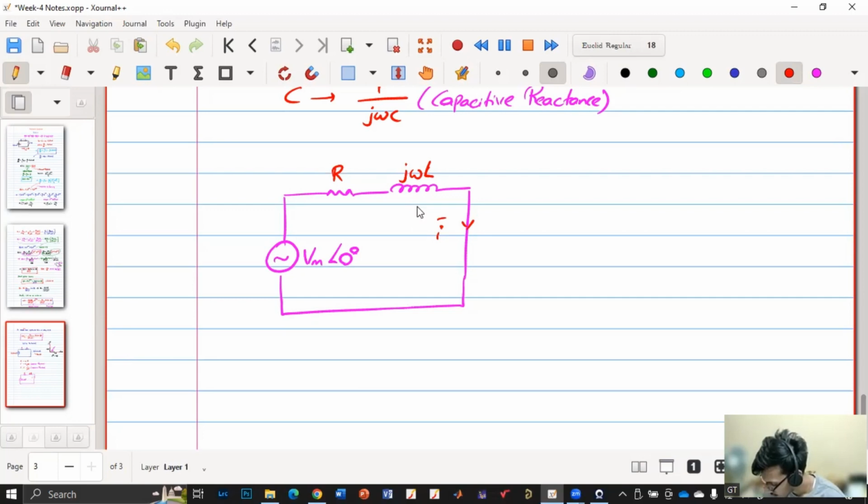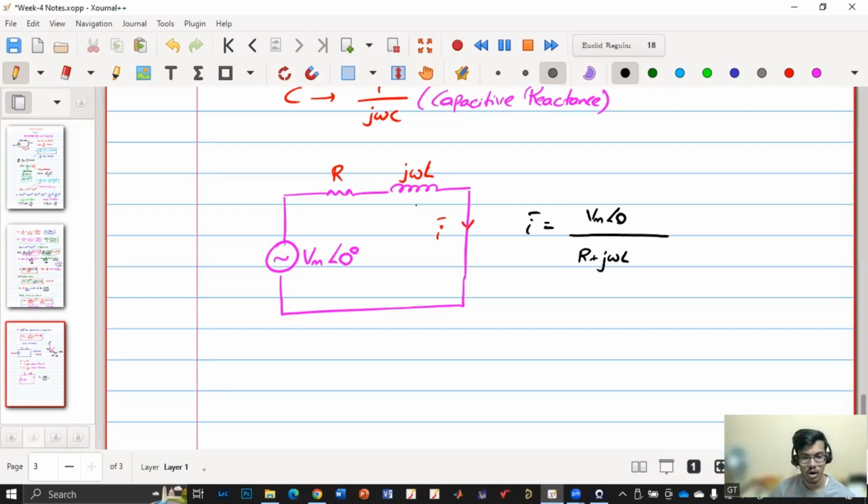So I is given by I angle theta, with magnitude I and angle theta. But theta we have used for other things, so we'll not use theta. We'll use I bar only. So I bar is just voltage by impedance, right? Voltage is what? Vm angle 0. And what is the impedance? R plus j omega L.